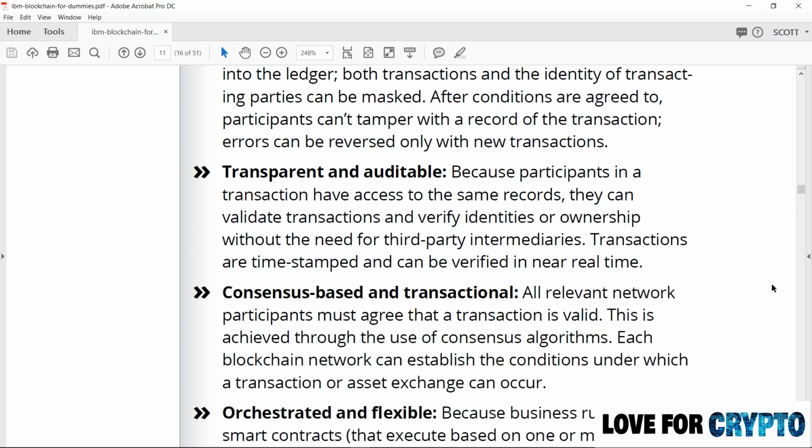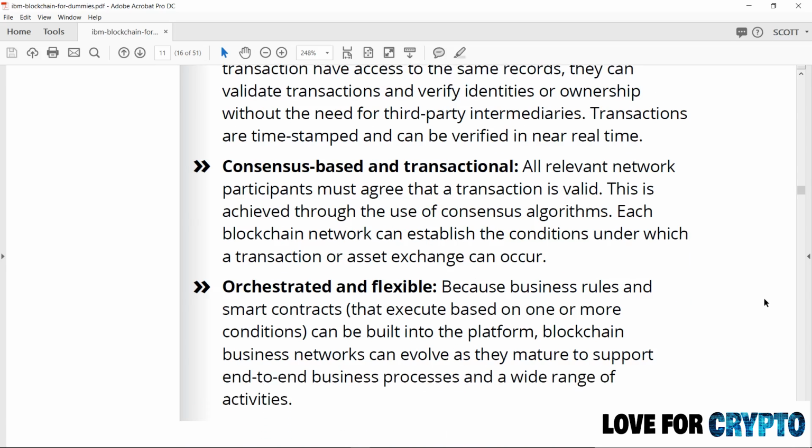Transparent and auditable, because participants in a transaction have access to the same records. They can validate transactions and verify identities or ownership without the need of a third-party intermediary. Transactions are time-stamped and can be verified in near real time.